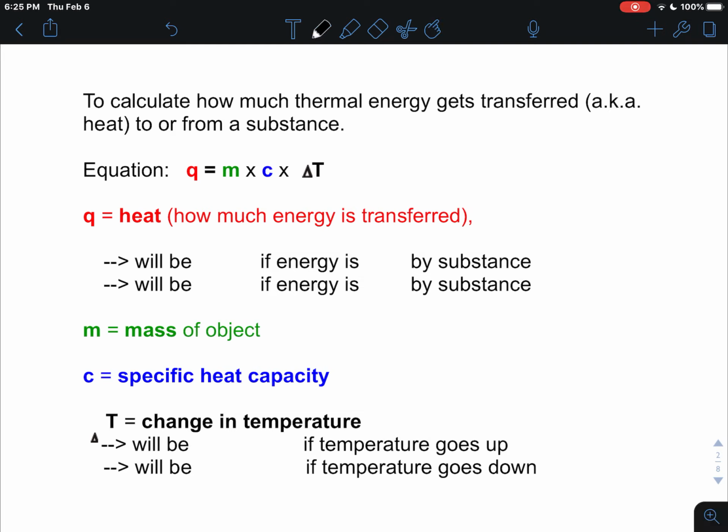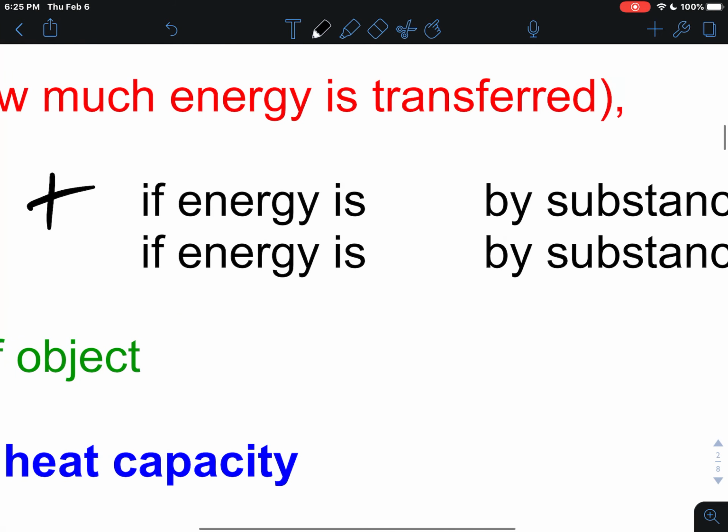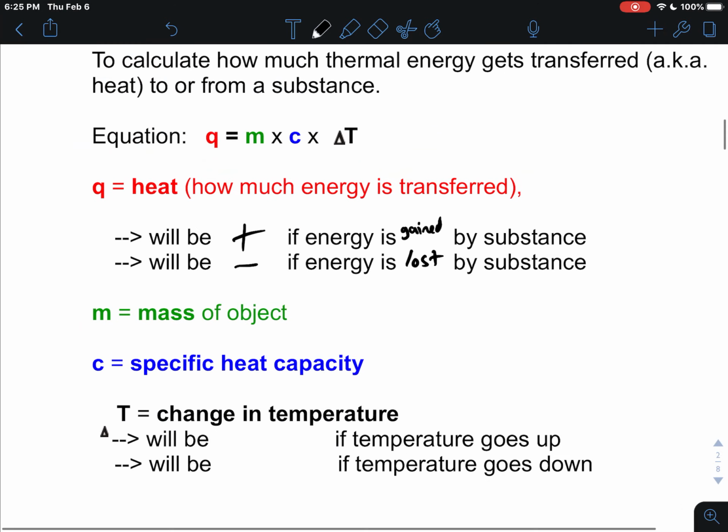Now, when energy flows into an object, it's gaining energy, right? The energy is increasing. So if we are looking at a scenario where we are gaining energy, our Q will be positive if the energy is gained by the substance. And if you lose energy, it's going to be negative. That kind of relates to money as well. If you give somebody $5, their cash flow is positive 5, and your cash flow would be negative 5.